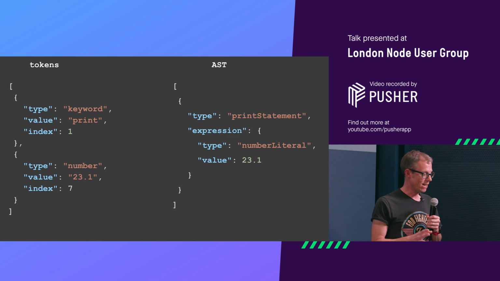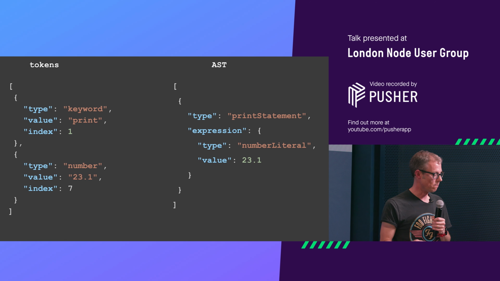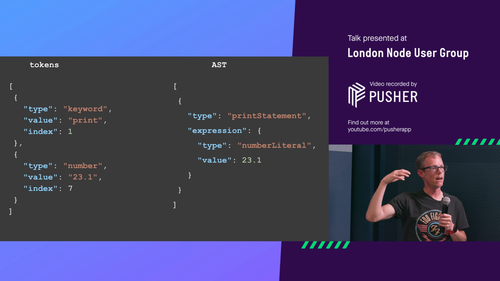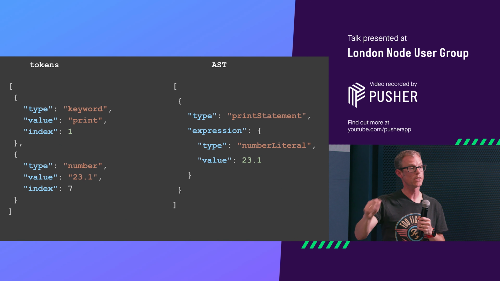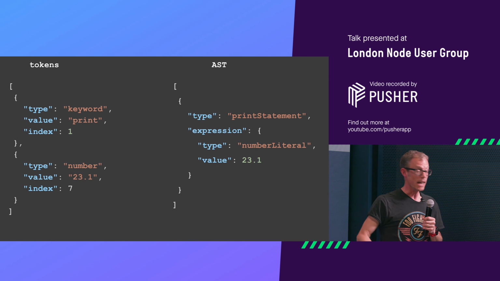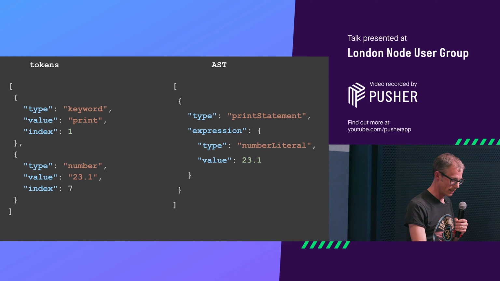This is a really simple token input and a really simple abstract syntax tree output. But what you can see here is that the abstract syntax tree is a more structural representation. It has a lot more meaning to it. It's something you could potentially pass off to an interpreter that could actually interpret and execute your application. In future, we'll see the abstract syntax tree grow into something a little bit more complicated.